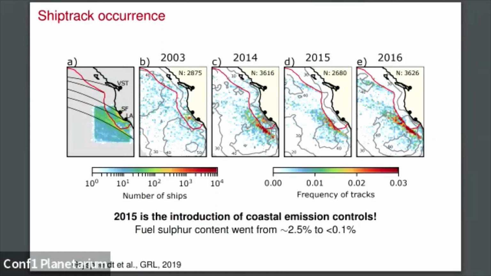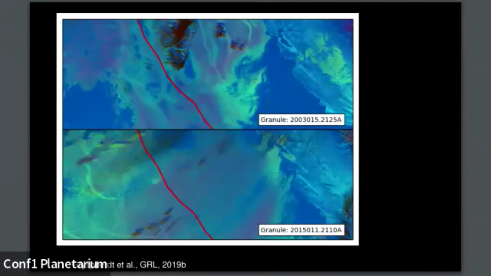Now, 2015 was the year when the US and Canada introduced coastal emission controls. So the sulfur content of the fuel went from about 2.5% on average to less than 0.1%. So by reducing the amount of sulfur in the ship fuel, you reduce the amount of particulates the ship emits, and so you change how likely it is to modify the cloud above it. And this effect is particularly strong. You can normally, if the projector is working, see this change in individual clouds.